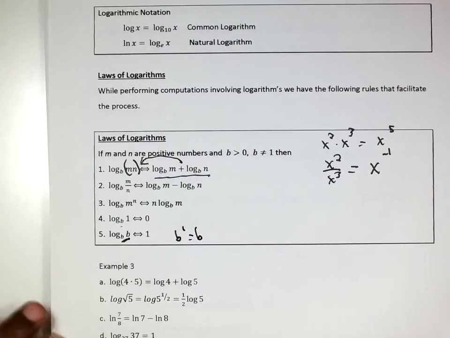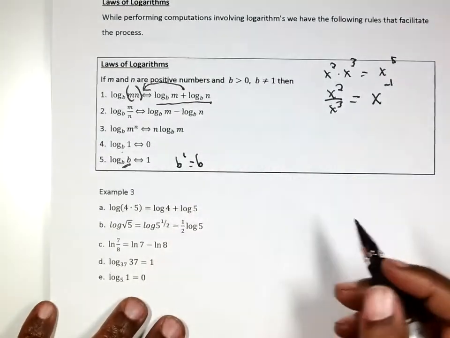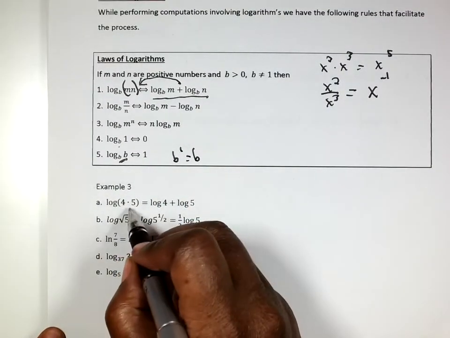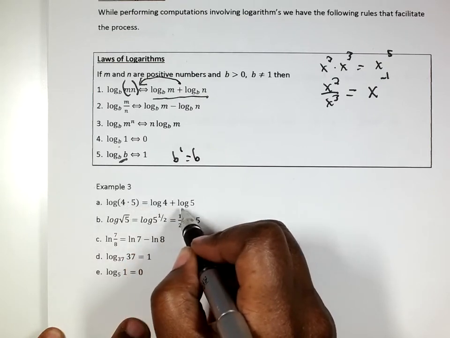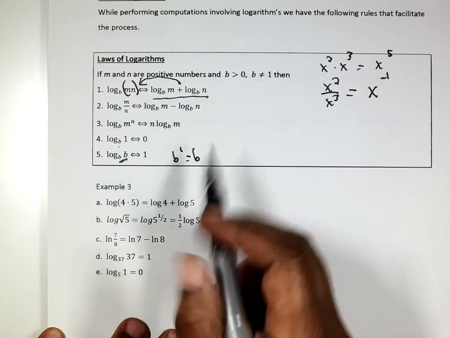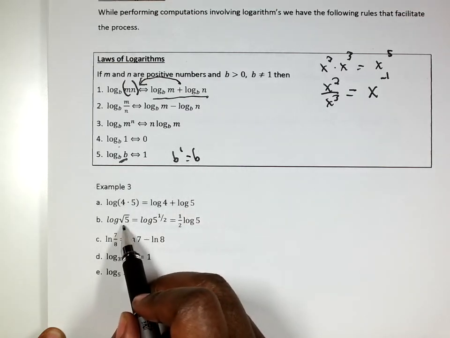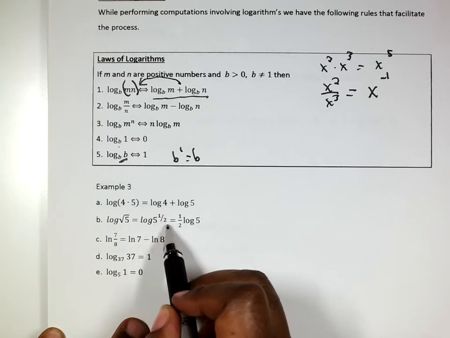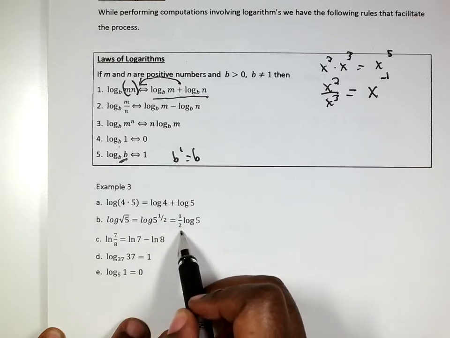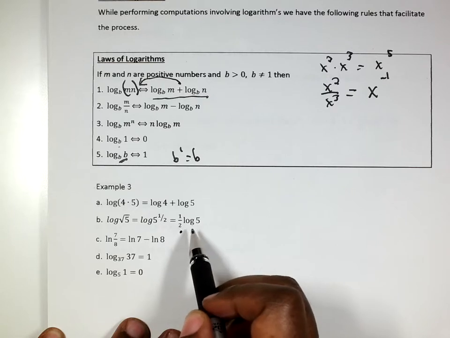So we're going to have some examples here. The first one, log of 4 times 5. I can expand it by doing log of 4 plus log of 5. Log of the square root of 5. Rewrite that square root as an exponent of 1/2, and then we can multiply it out front. 1/2 log of 5.